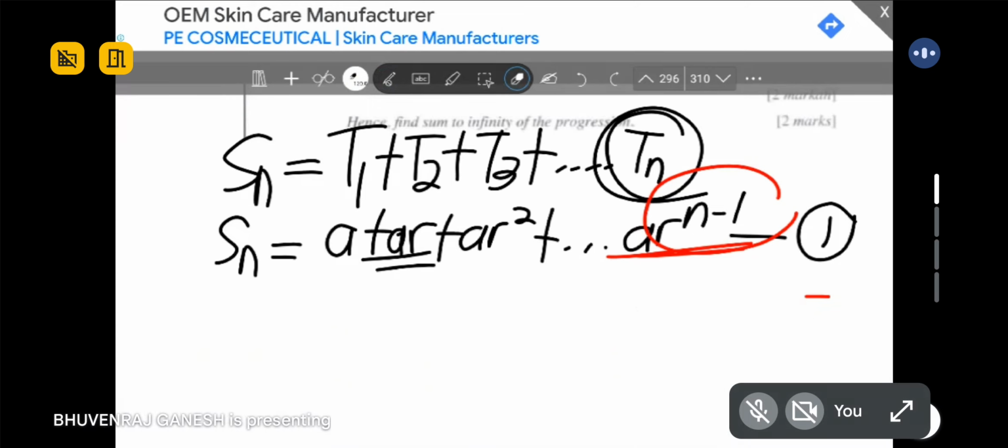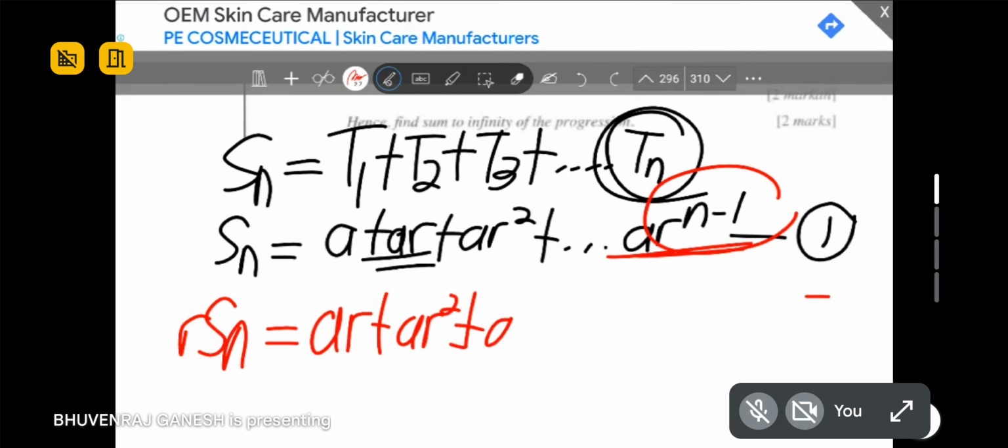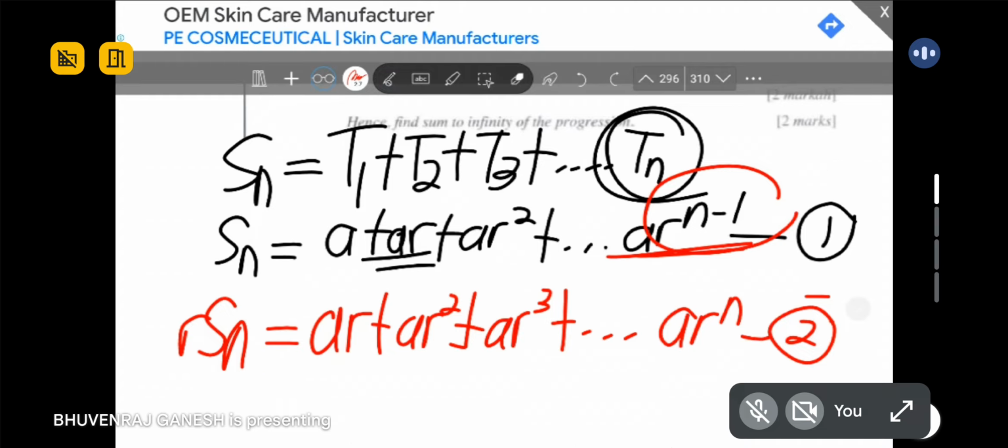Okay? Second one. Okay. With one equation is not enough, guys. Satu persamaan tak cukup. So the second equation, you must times everything by R, guys. Kamu kena darab seluruh persamaan dengan R. So what you get? You get like this, right? Dapat macam ni kan? Something like this. And then you will get AR power n. Is it correct? Yeah, correct. So guys, this is your second equation. Persamaan kedua.